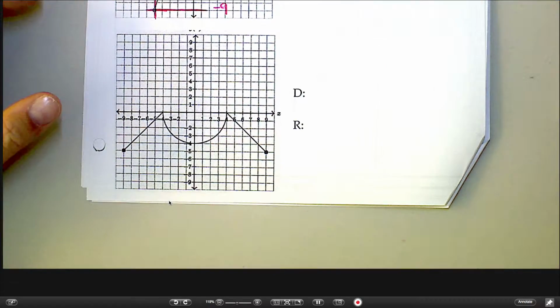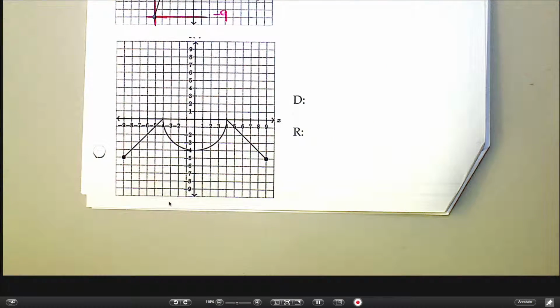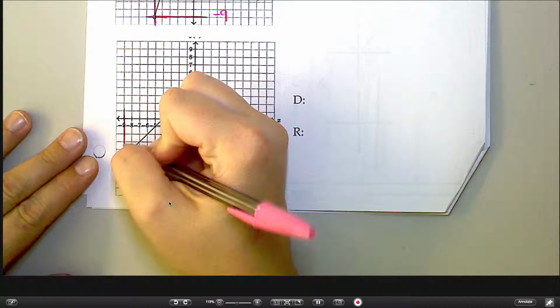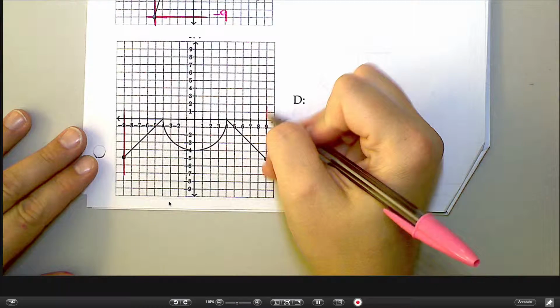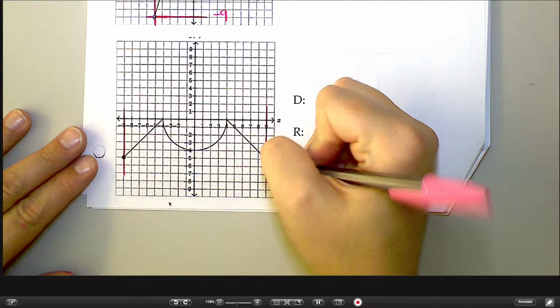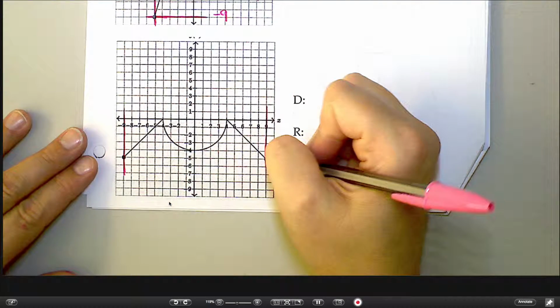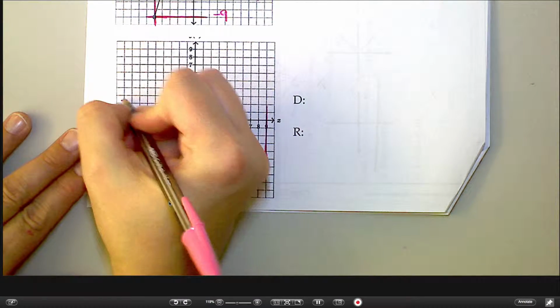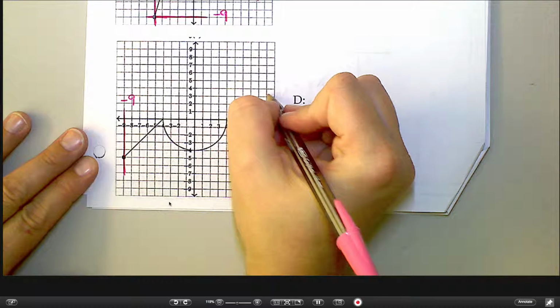Okay? So for domain, I'm looking for X. So I'm going in which direction? Left and right. Okay, so I want left point and right point. So left point would be here. Right point would be here. See, look at all these 9s. That's what I was remembering. So this one here is at -9 on the X. This is at +9 on the X.